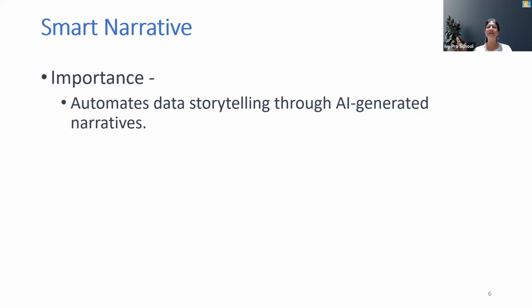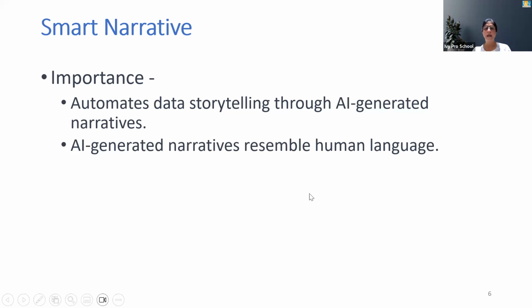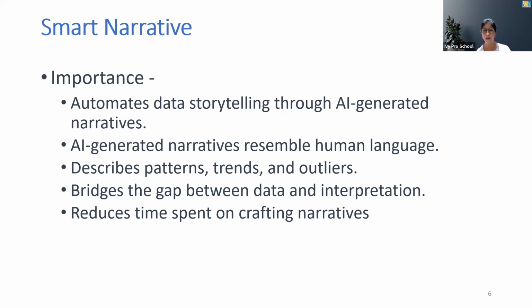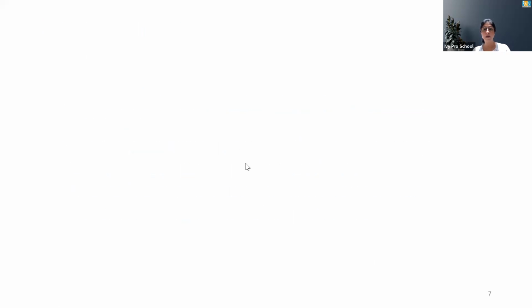If there is a trend it can understand based on the data, it will talk about the trend in the narrative. This is one of the very smart AI visuals put in Power BI, which helps us do a little bit of data storytelling. The narratives are given just the way a human would write them, talking about patterns, trends, and outliers. Okay, let's see how it works.